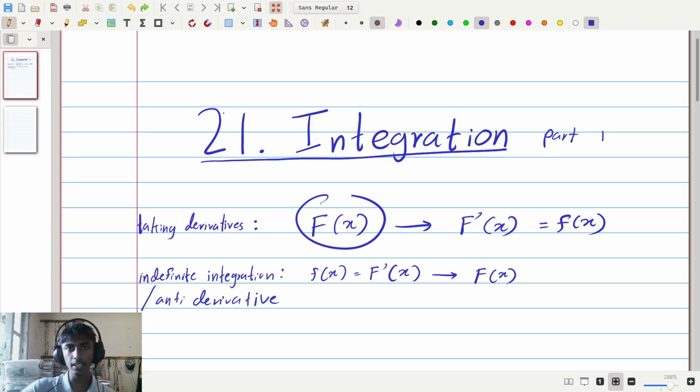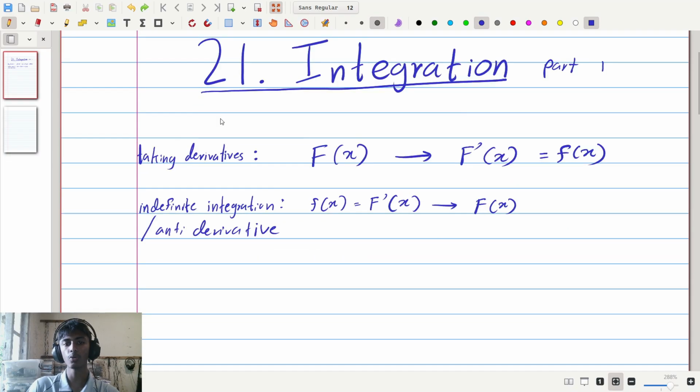In integration, as in indefinite integration or taking the antiderivative, we are asking the opposite question. I have this function, I know it's the derivative of some other function, and I'm asking what is that other function to which this function I have, simple f of x, is the derivative of.